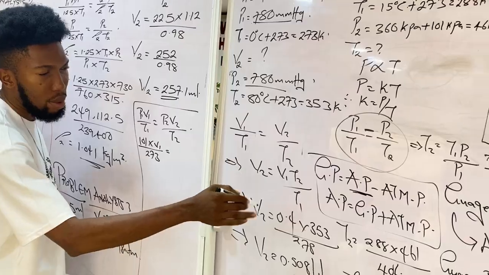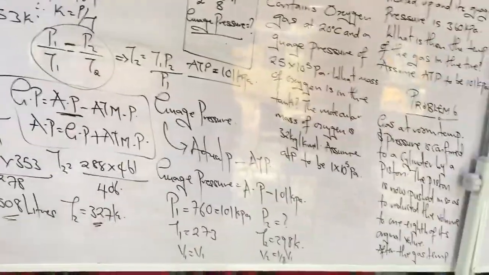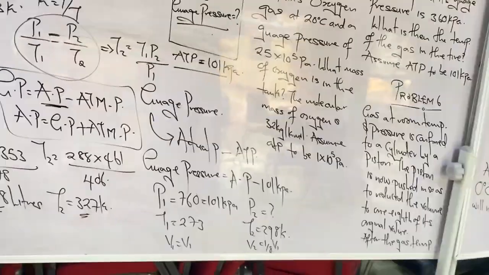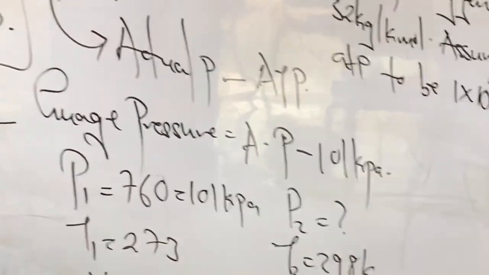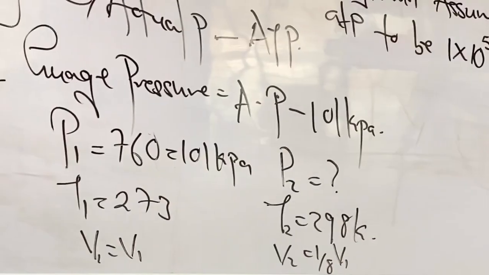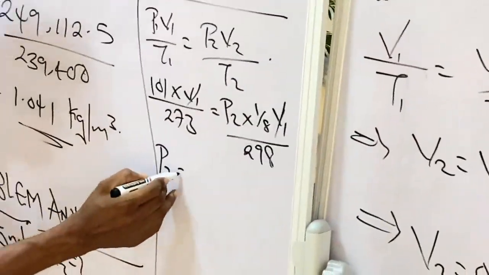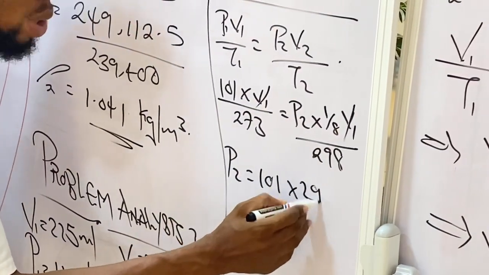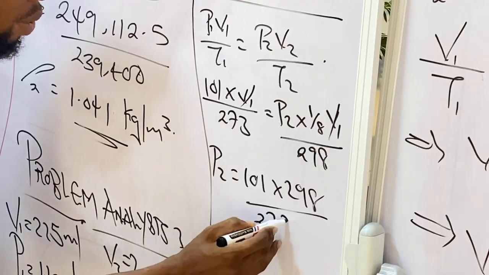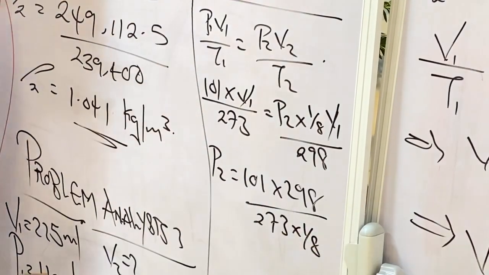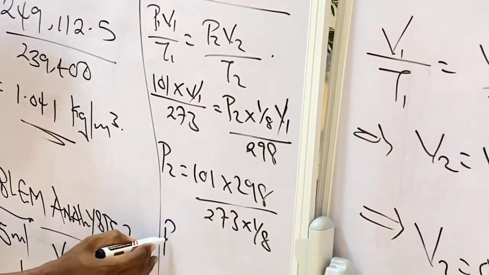equals P2, what we are looking for, multiplied by V2, which is 1 over 8 V1, divided by T2, which is 298. V1 can cancel V1 from this side. So it means that P2 should be equal to 101 multiplied by 298, right? Divided by 273 times 1 over 8. That is how we will get the P2.